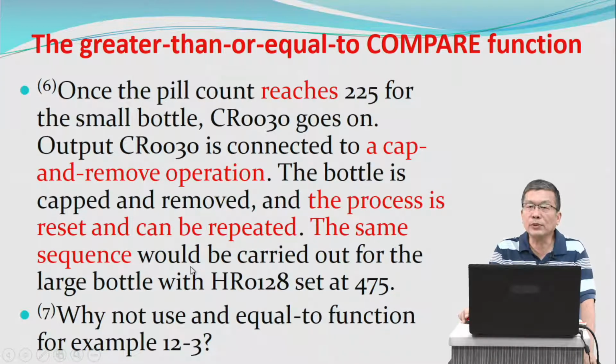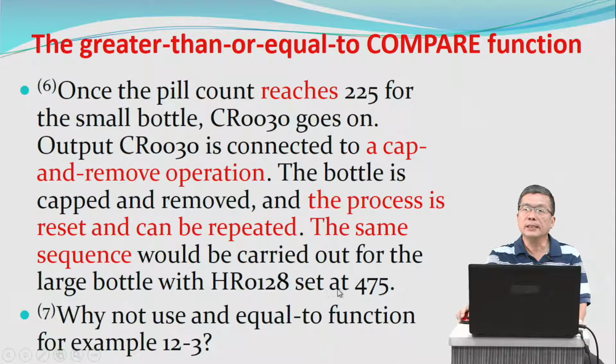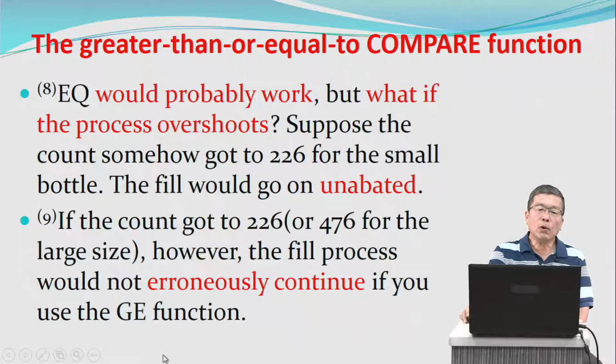The same sequence would be carried out for the large bottle with the holding register 128 set at 475. Why not use an equal to function for example 12.3? Equal would probably work, but what if the process overshoots?